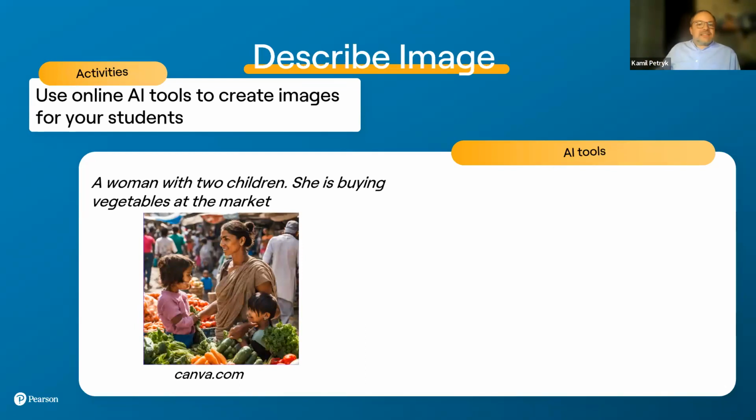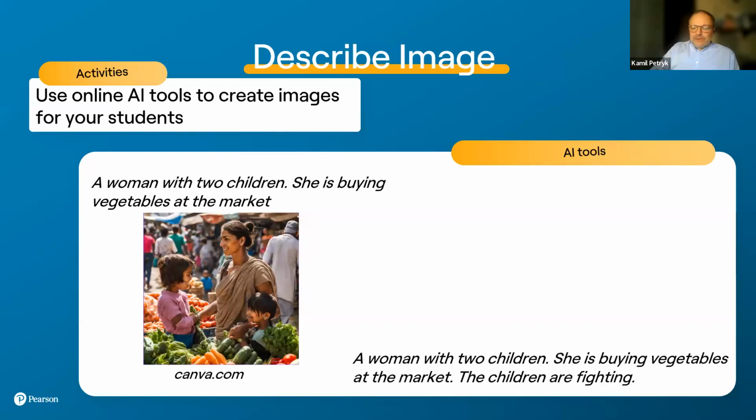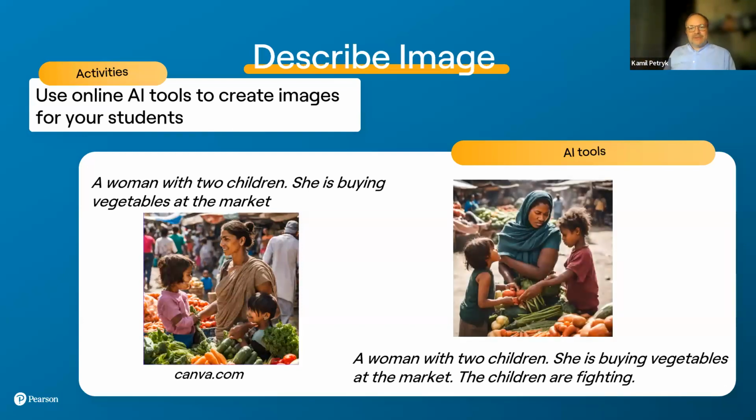And this is Canva.com that generated this image, but I'm not saying this is the best one. This is just one that I like using. To me, it's easy to use, but each of you will find one, or you probably have some favorite AI tools to use. So you can create images by simply describing them and putting the description into the tool. You can modify them. So, for example, you add a detail: the children are fighting, at the end. So this image will look a little bit different.